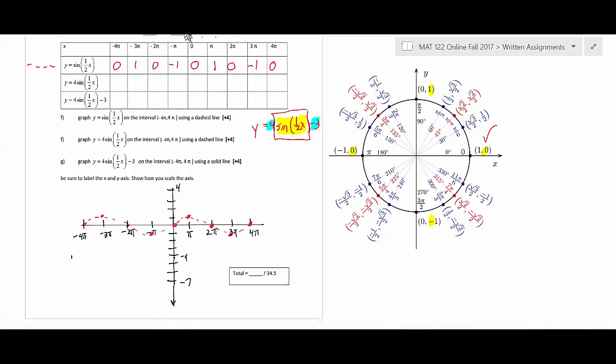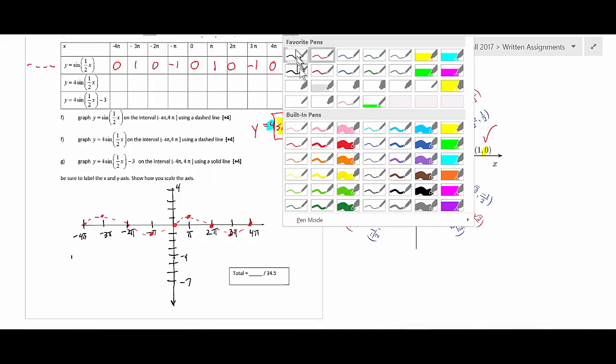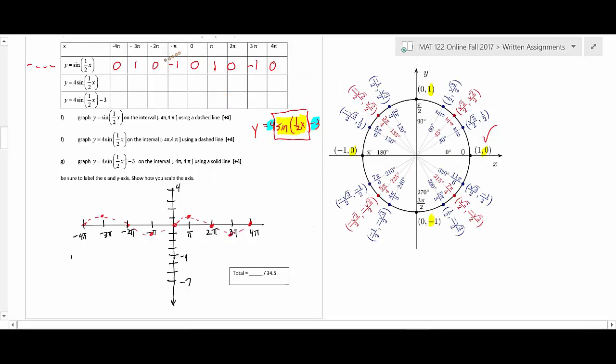Okay, now I'll go to the next stage and I'll pick an alternative color. I'll pick like orange or something like that. So we'll do an orange. And what we're doing is we're multiplying by 4. The y values get multiplied by 4. So you do this in your head. 0 times 4 is 0. 1 times 4 is 4. 0 times 4 is 0.